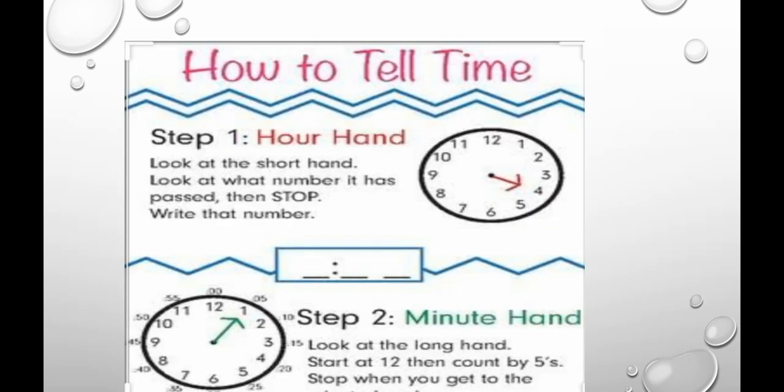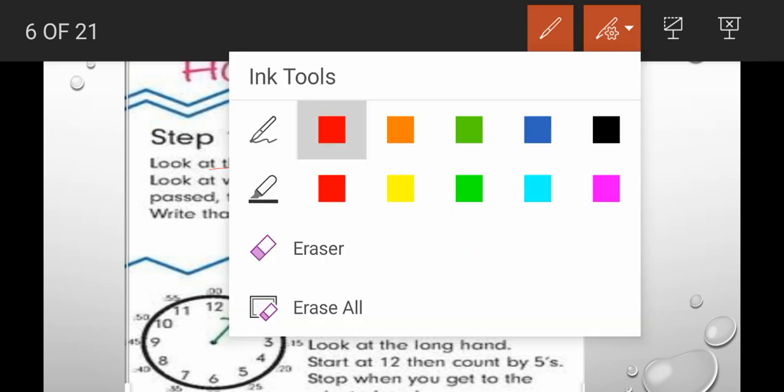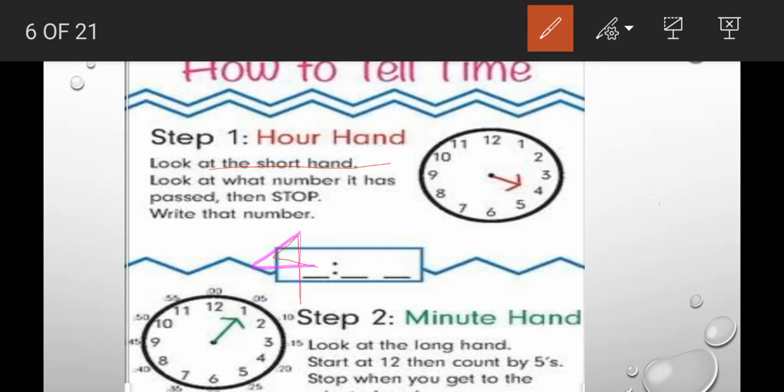Okay, now how to tell time? We have to see the two hands of the clock, that is the hour hand and the minute hand. Look at the short hand, that is the hour hand. Look at what number it has passed. So here it has just passed 4. So you can write the time 4 here. So I am writing 4 here.